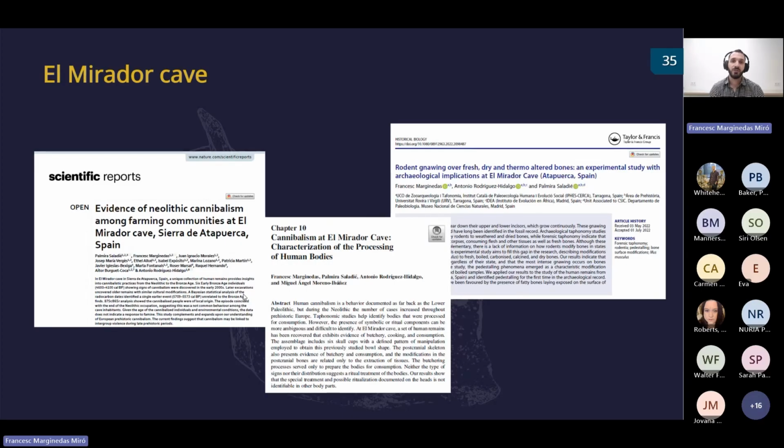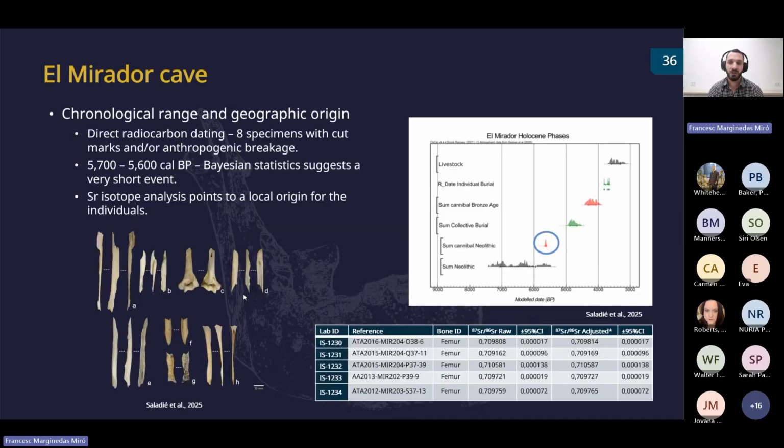The study of these new remains with signs of manipulation was published in three papers. The last one was published in Scientific Reports in July 2025, where we directly dated 8 specimens showing cut marks and anthropogenic breakage from both sectors, so Sector 100 and Sector 200. And the results place the assemblage between 5,700 and 5,600 years before present. And the Bayesian modeling suggests that this was a very short event.